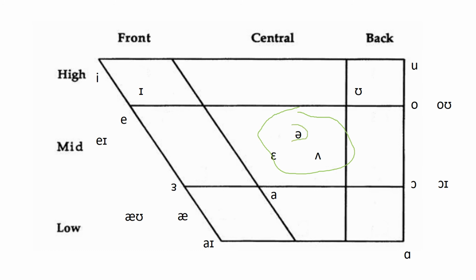Now, we will be starting off with this first symbol, this one. It is actually called the schwa. And schwa is the most neutral sound in American English. So how does this schwa sound? In the word banana, the sound is the schwa sound.